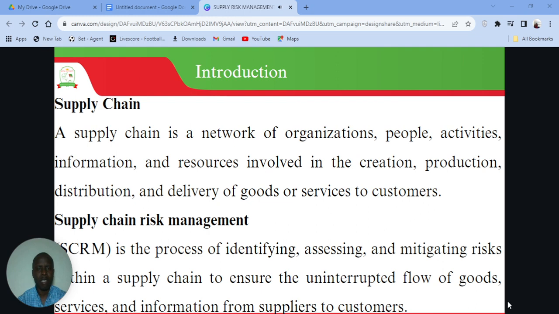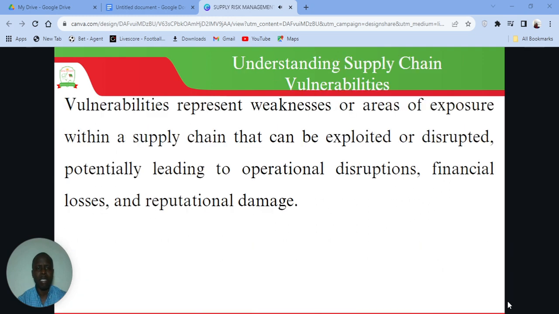Now, we have understanding supply chain vulnerabilities, and this simply means weaknesses or areas of exposure within the supply chain. Like I've just said, it could be challenges in transport, it could be poor quality goods from the organization perspective, and so on and so forth. So these vulnerabilities are aspects that we need to try and avoid.